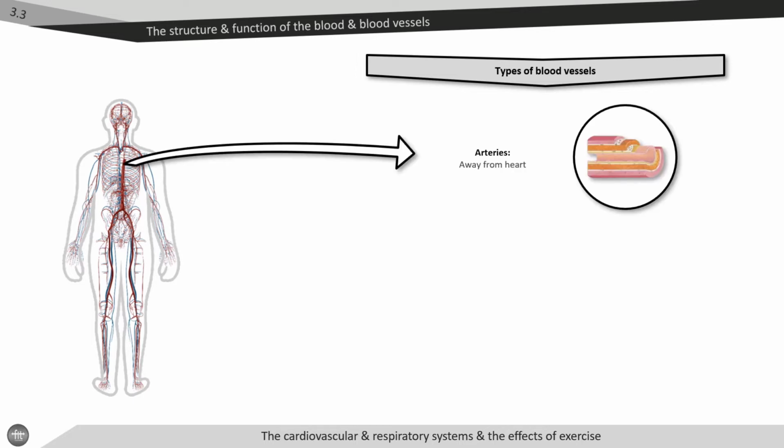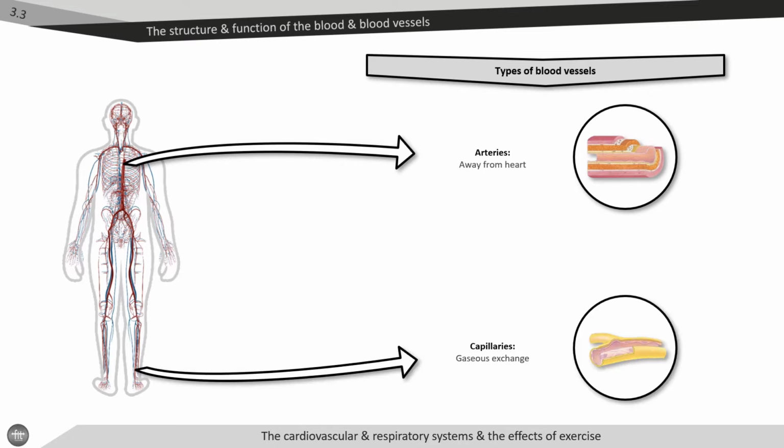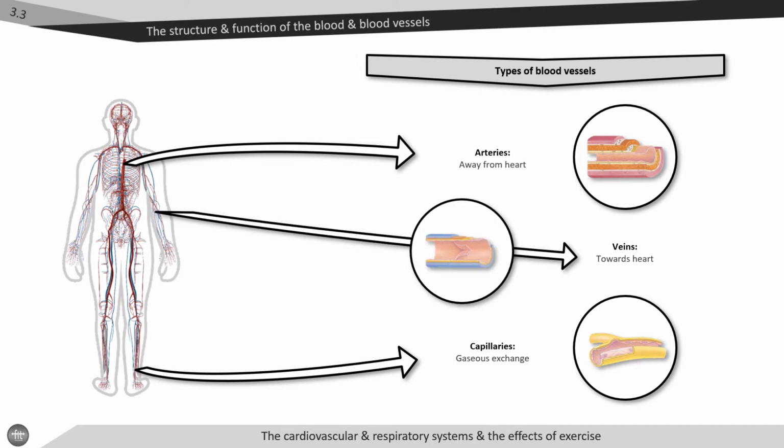Arteries, which carry oxygenated blood away from the heart. Capillaries, which are the smallest blood vessels in size and the site of gaseous exchange. And veins, which carry deoxygenated blood back towards the heart. Let's have a look at these three structures in a little bit more detail now.